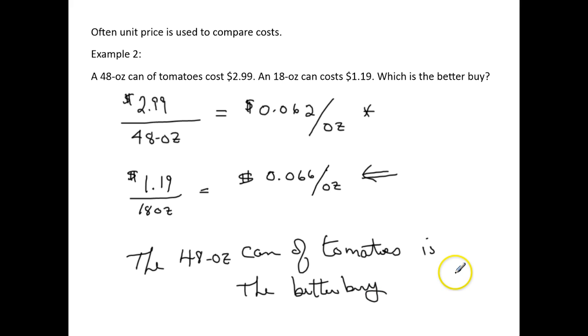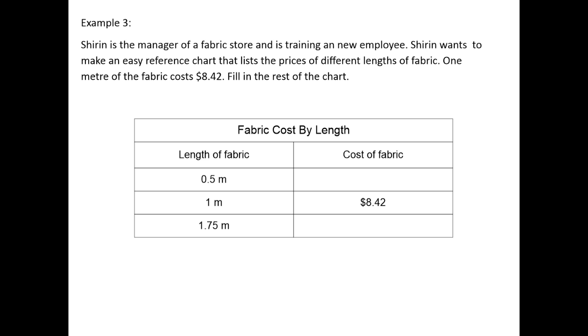Now we need to consider other things, right? If we're going to use all 48 ounces, then it's the better buy. But if 48 ounces of tomatoes is too much and you end up having some go bad in your fridge, then your cost per ounce of used tomatoes goes up. So you have to be careful. It's not just down to the dollars and cents. Let's look at another example.